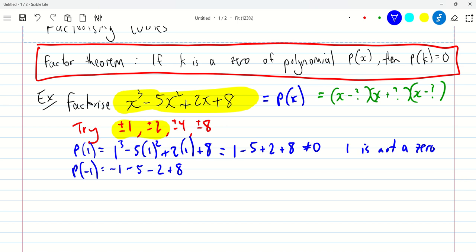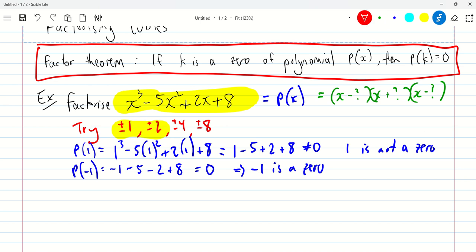Negative 1 take away 5 is negative 6. Negative 6 take away 2 is negative 8. Negative 8 plus 8 equals 0. So we have found a 0. So therefore, negative 1 is a 0. See how we hit 0? So negative 1 is a 0. In other words, negative 1 is one of our x-intercepts.